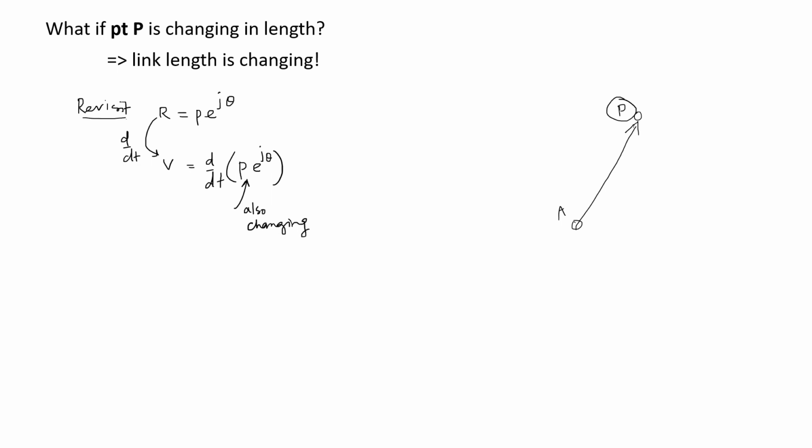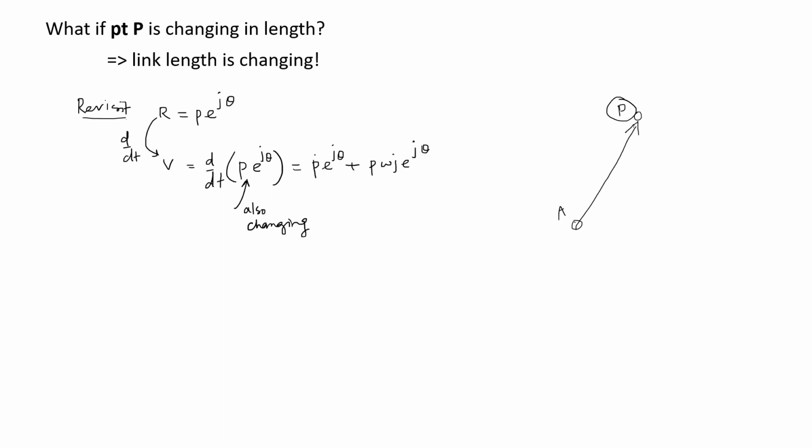So when it happens, it means that you have to consider the product rule in order to compute the time derivative. So it is going to be equal to p dot e raised to power j theta plus p omega j e raised to power j theta. Now you have two terms over here in terms of velocity.